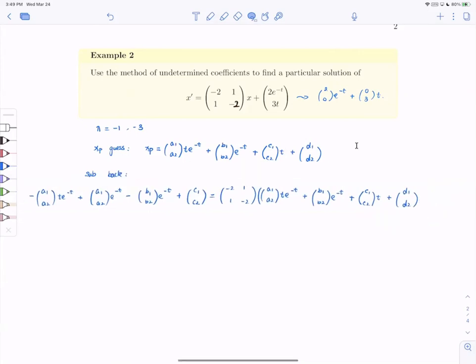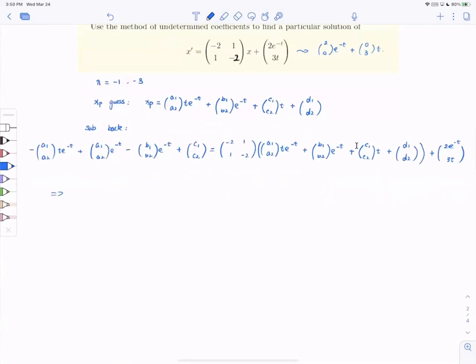So move it back a bit. This whole thing, and then plus 2e negative t, 3t. And this will give you, so, yeah, it's bad. So you should pray that they don't give you a 3x3 matrix.